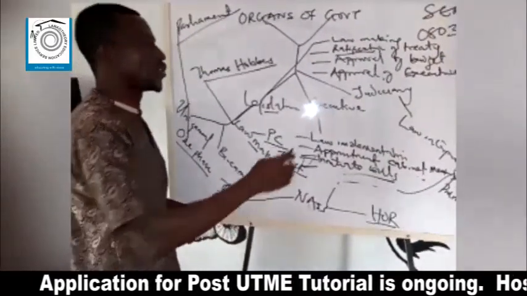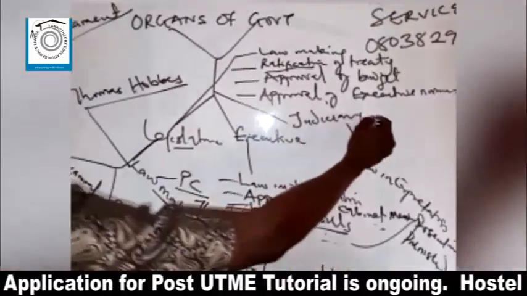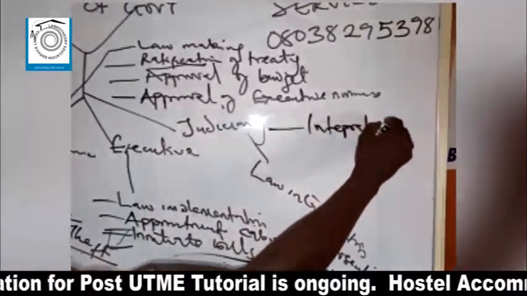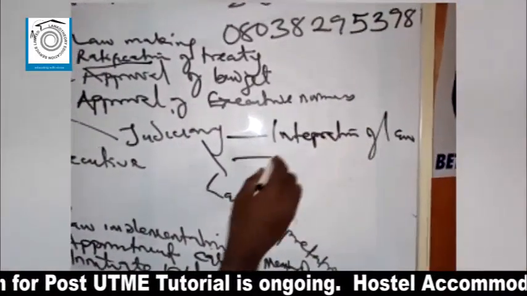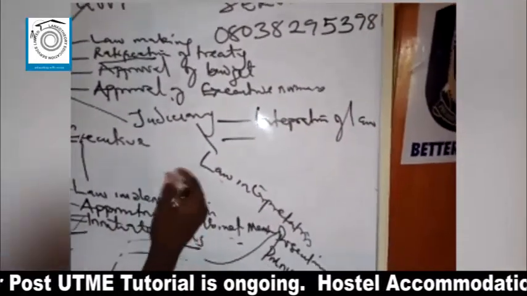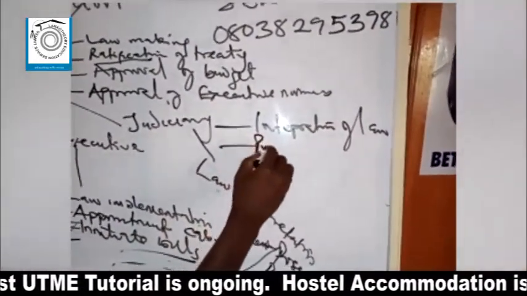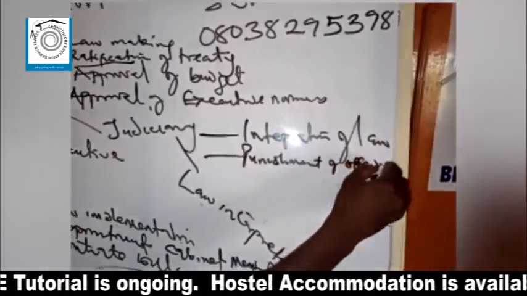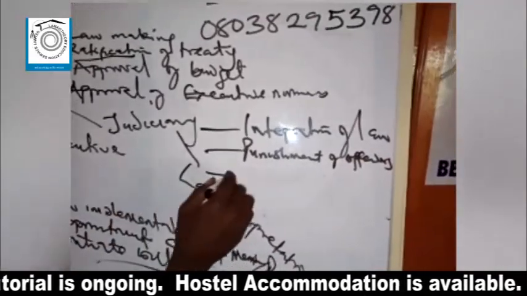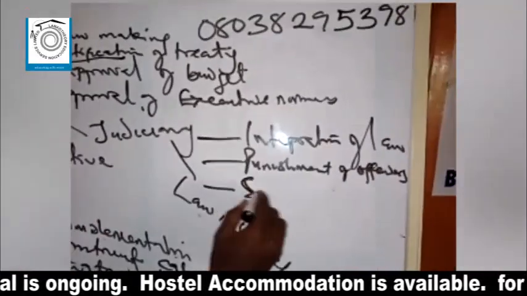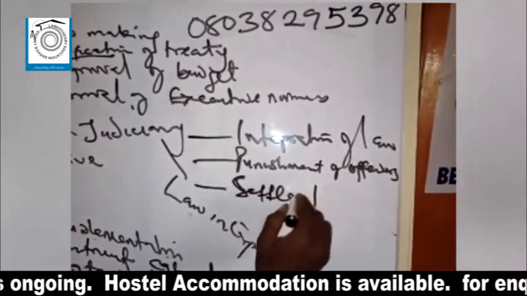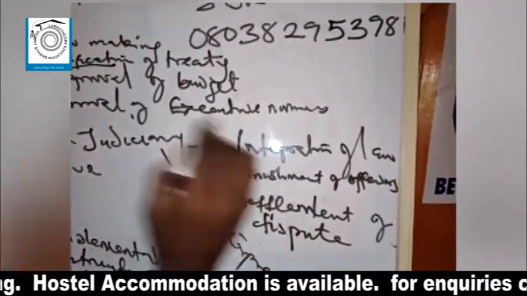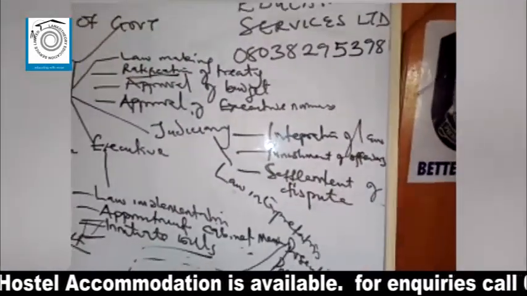Lastly, we have the judiciary. The judiciary, aside from the fact that they interpret the law, they equally perform other functions, and their other functions include punishment of offenders, and they equally settle disputes among disputing members in the society.